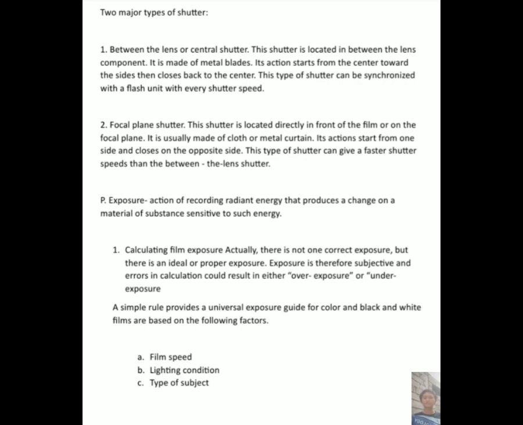So I'm going to talk about the two major types of shutter. First, we have the between-the-lens or central shutter. This shutter is located in between the lens components. It is made of metal blades. Its action starts from the center towards the sides, then closes back to the center. This type of shutter can be synchronized with a flash unit at every shutter speed.